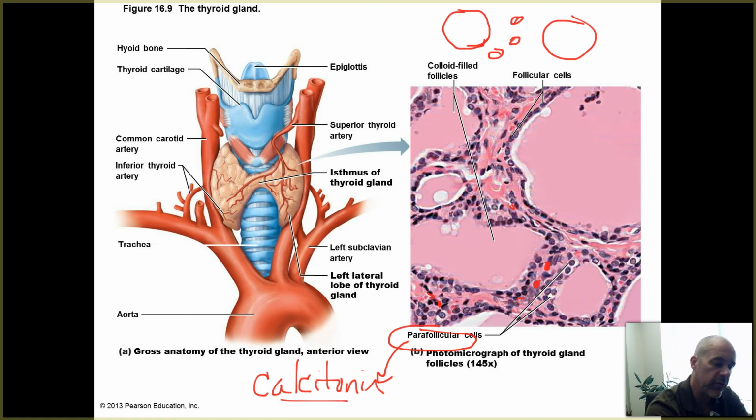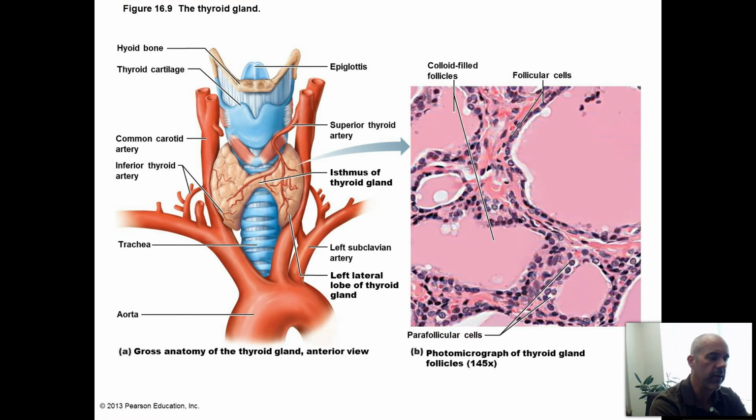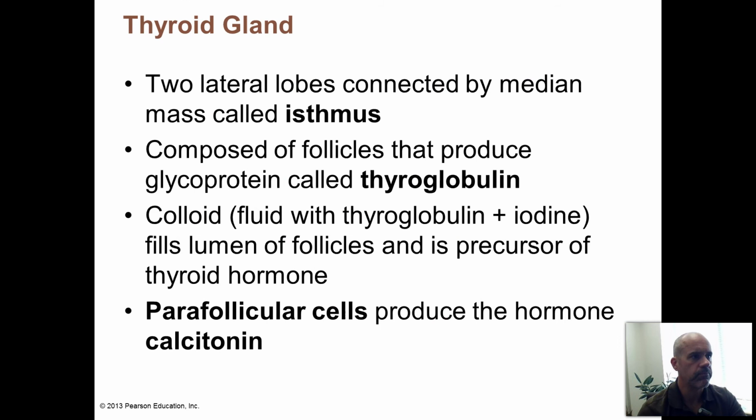The follicular cells are the ones that we're mainly going to be talking about here, because they make your thyroxins, or T3 and T4. These are your thyroid hormones, the main ones that we think about when we're talking about the thyroid.